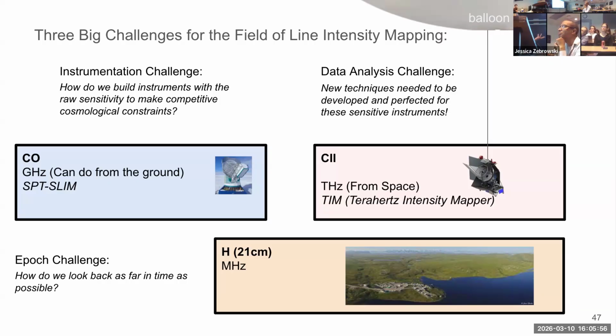And I think that you want to start by solving this data analysis challenge where it's easiest, in the high signal to noise regime. Then there's this epic challenge, which is, how do we look as far back in time as possible? And if you're doing that, I think you want to look to hydrogen, to 21 centimeter line intensity mapping. So this will kind of present an outline for the rest of my talk.